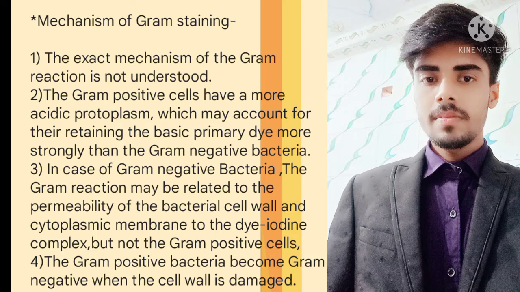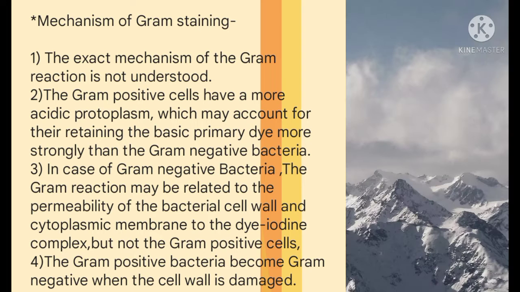In the case of Gram-negative bacteria, the Gram reaction may be related to the permeability of the bacterial cell wall and the cytoplasmic membrane to the dye-iodine complex, but not in Gram-positive cells, as you already know. Gram-positive bacteria become Gram-negative when their cell wall is damaged, because the mechanism of Gram staining, according to some assumptions, is based on the permeability of the bacterial cell wall. So Gram-positive bacteria become Gram-negative when the cell wall is damaged.